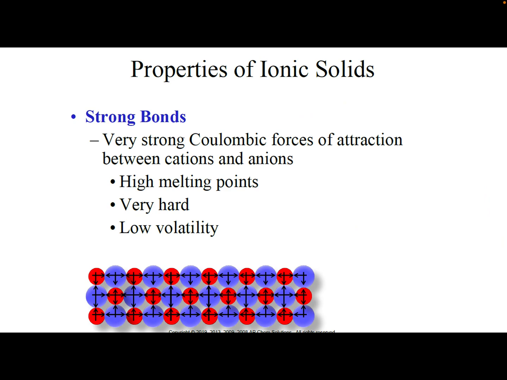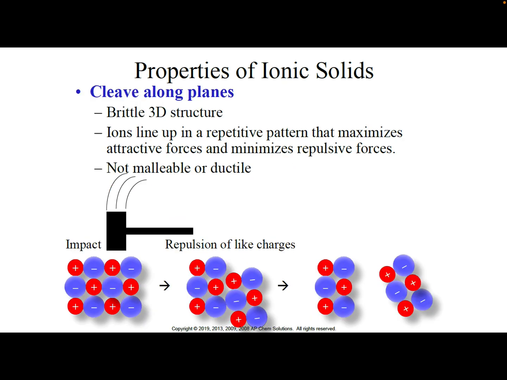If you'll remember, our ionic solids have very strong Coulombic forces of attraction. It takes a whole lot of energy to break apart those crystal lattices, and so you have to add a lot of heat to get them to melt. They have high melting points. They're very hard, and they don't react. They have low volatility. And you've seen this, that our ionic solids will cleave along planes. That's something that we looked at in the last unit.